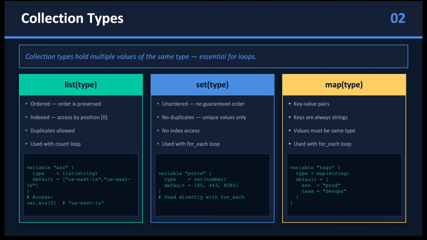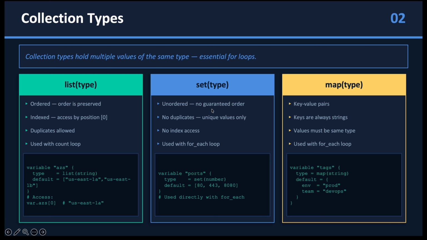So how do you define the list? You give the variable and then the variable name, then the type will be list. If you are using data type string, you can give string and then give the default value equal, and in the square brackets you can give the values like us-east-1a, us-east-1b and so on. If you want to access index 0, you give var dot the variable name with 0 and you will get this value. If you want to access the next one, you give var dot the variable name with 1 in square brackets, then you will get us-east-1b.